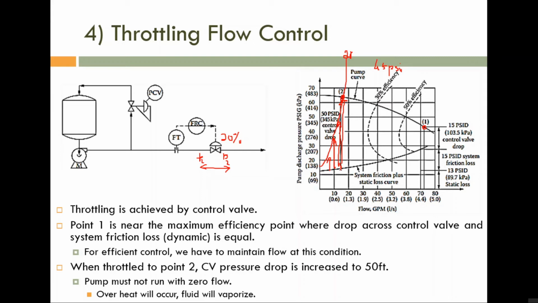What is the pressure drop due to the remaining frictional loss? That is very small, something around 2 psi. If this value is 15 psi, I already told you static pressure loss is 13 psi. So the friction loss due to the pipeline or the process is 2 psi. So now you can compare this 2 psi, that is friction loss, and 45 psi, that is the control valve drop. So what is the ratio between these two? 45 divided by 2, something around 22.